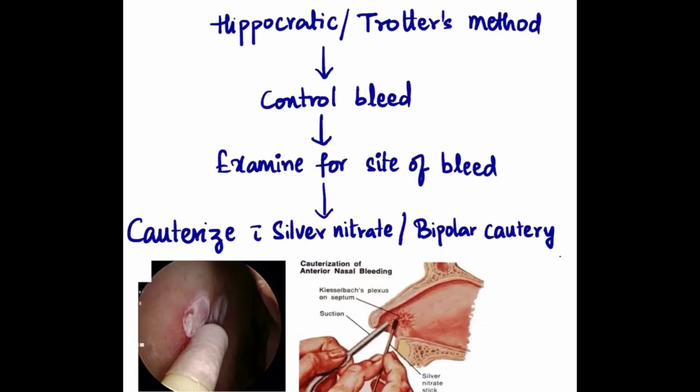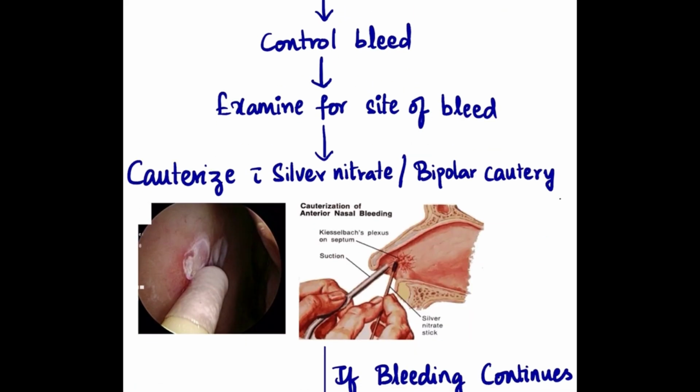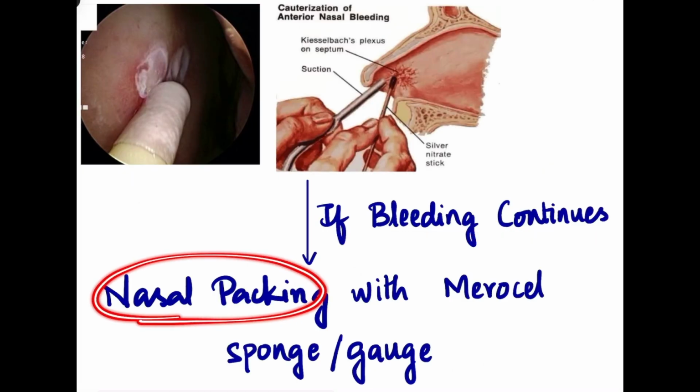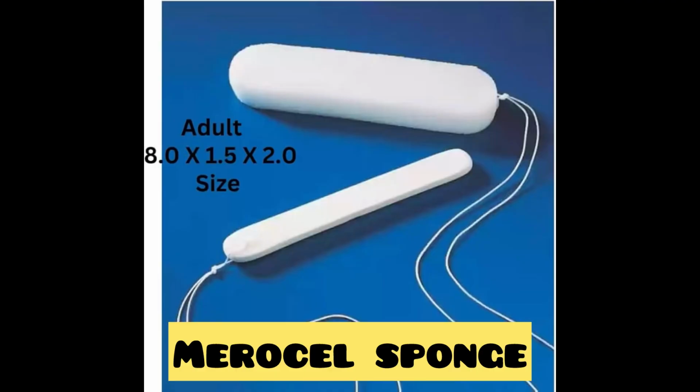By doing Hippocratic method or Trotter's method, control the bleed and examine for the site of the bleed and cauterize with the help of the silver nitrate or bipolar cautery. In the image, you can see the silver nitrate stick is used to cauterize the site of the bleeding. If the bleeding continues, nasal packing with the sponge or gauze has to be done. This is the Merocel sponge used in the nasal packing.